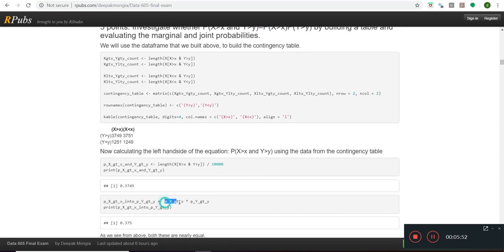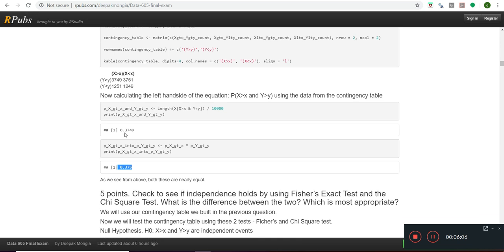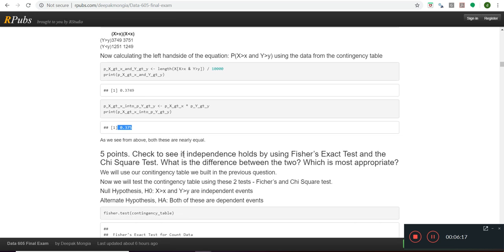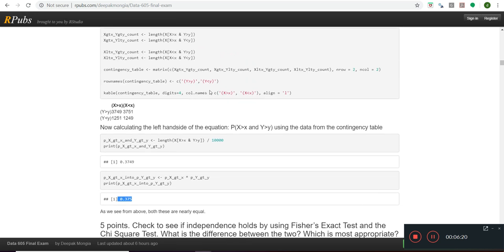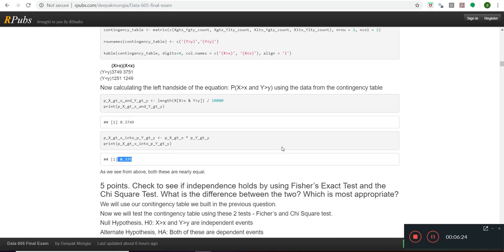And then on the right hand side we have P(X > x) into P(Y > y). Here we already calculated these two above in the earlier questions, so we'll use them, and we are multiplying both of them, and it comes out to be 0.375. If we compare these two, both of these come out to be very near or nearly equal, so we can say these are independent events. That's why P(A and B) is equal to P(A) into P(B).